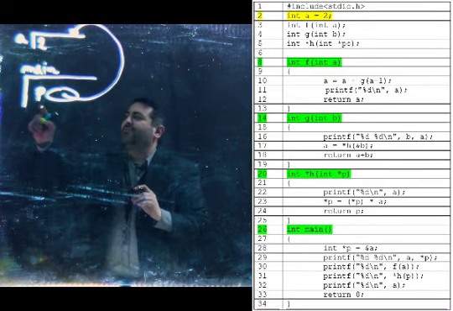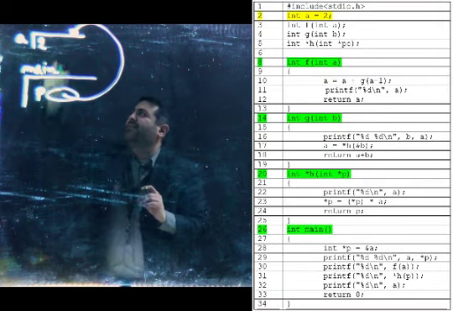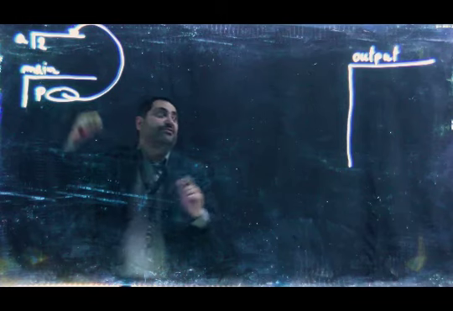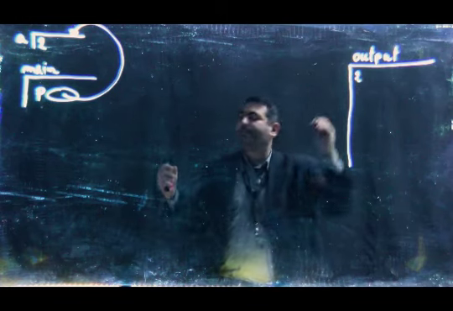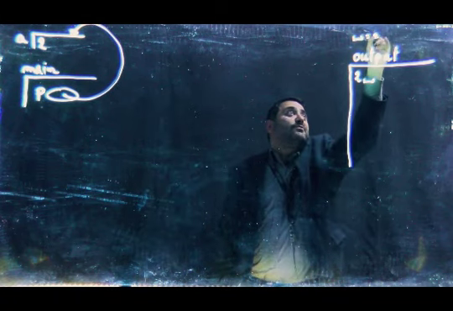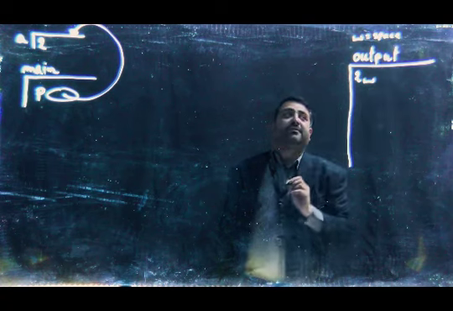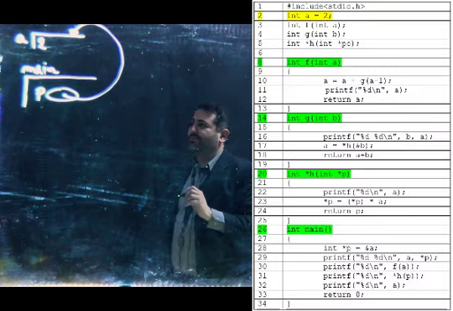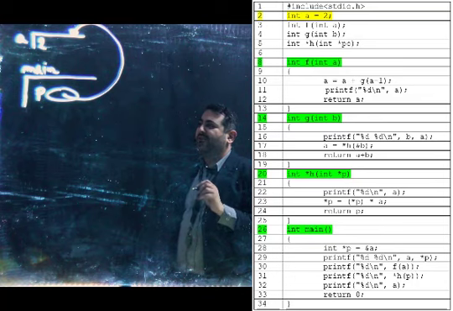So the first output is A. I'm in main, I'm looking for A. There's no A in main. Then I go to the global scope, and there's A, it's 2. So 2, followed by a space. I'm going to use this symbol, and I can say this symbol is equal to space. Followed by, let's see, star of P.